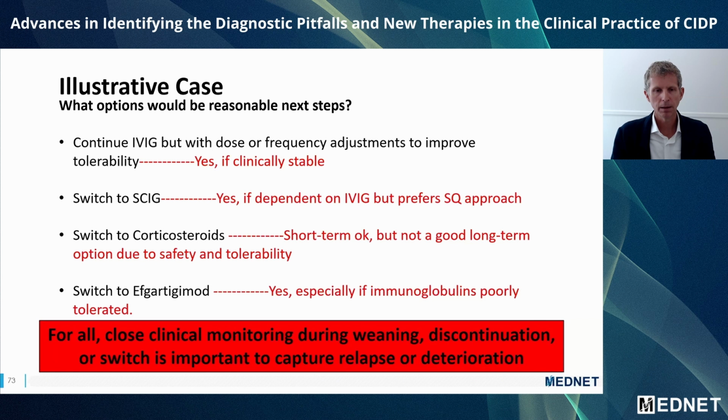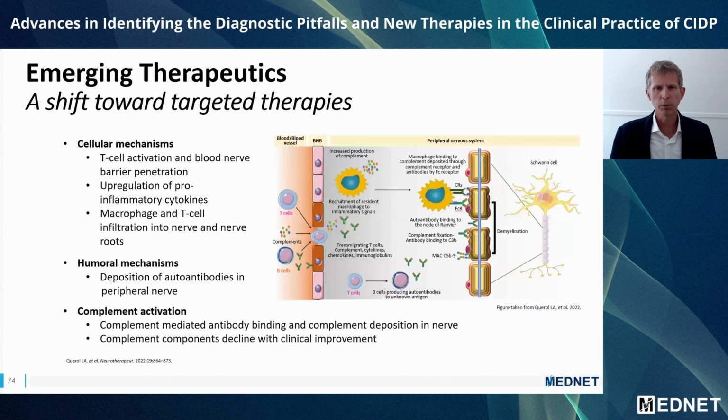We've made a lot of noise about the potential deterioration after switching to efgartigimod, but with switching any of these, I think we have to closely monitor with some of the outcomes that Dr. Gable discussed, in order to really make sure that we're capturing patients if they do relapse, and also recording them if they stay stable, and also recording them if they improve, which is a possibility with some of these switches. So the field's moving towards targeted therapies, and efgartigimod is one good example of that. We're really just moving towards therapeutics that target specific components of the immune system, in this case, IgG autoantibodies. But as Dr. Gable discussed, there's a lot more to it than that in CIDP, where we've got cellular mechanisms, we've got humoral mechanisms, and complement plays a role.